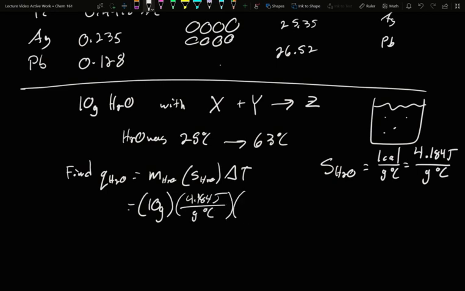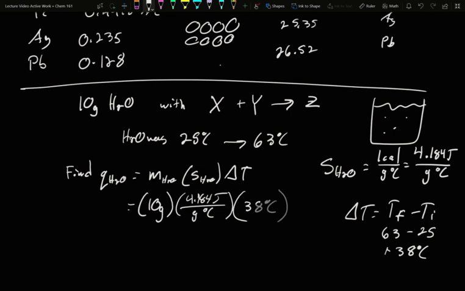And our delta T, our change in temperature. Well, delta T is always going to be your temp final minus your temp initial. We ended at 63, we started at 25, so 38 degrees Celsius positive. Multiply those together, we will find 1,590 joules. We can find the actual energy that must have gone into our water to make it get hotter.